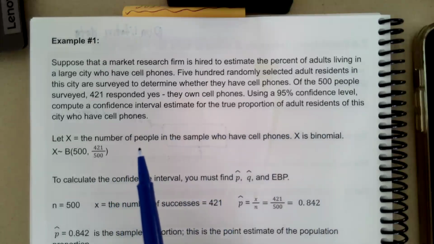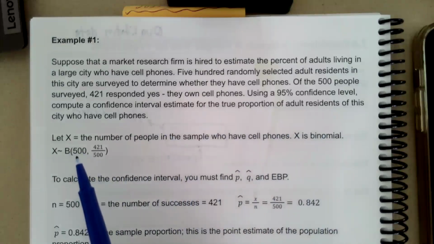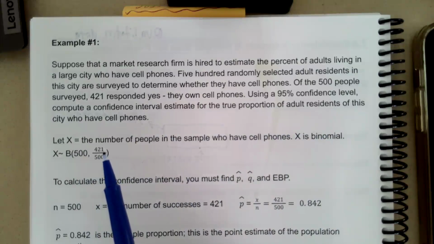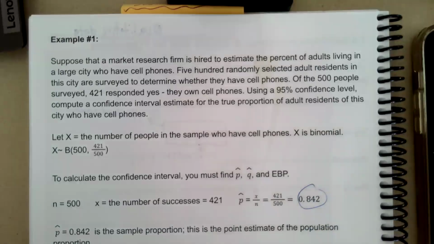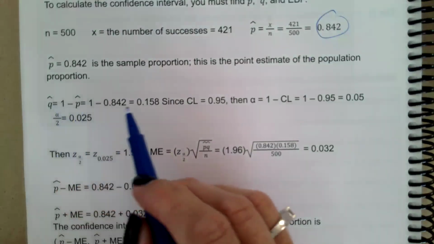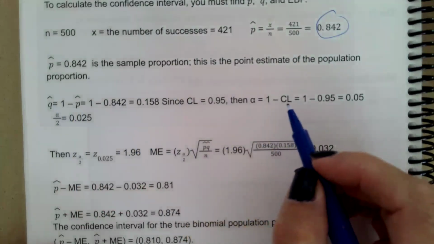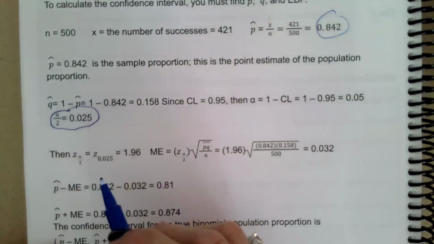So X is going to be the number of people in the sample who have cell phones. X is binomial, where 500 is our sample size and our p hat is 421 out of 500. So our p hat is 0.842 here, our sample proportion. And then that means q hat is 1 minus p hat. And since our confidence level is 0.95, our alpha is 1 minus our confidence level. So alpha is 0.05 and alpha divided by 2 is 0.025.